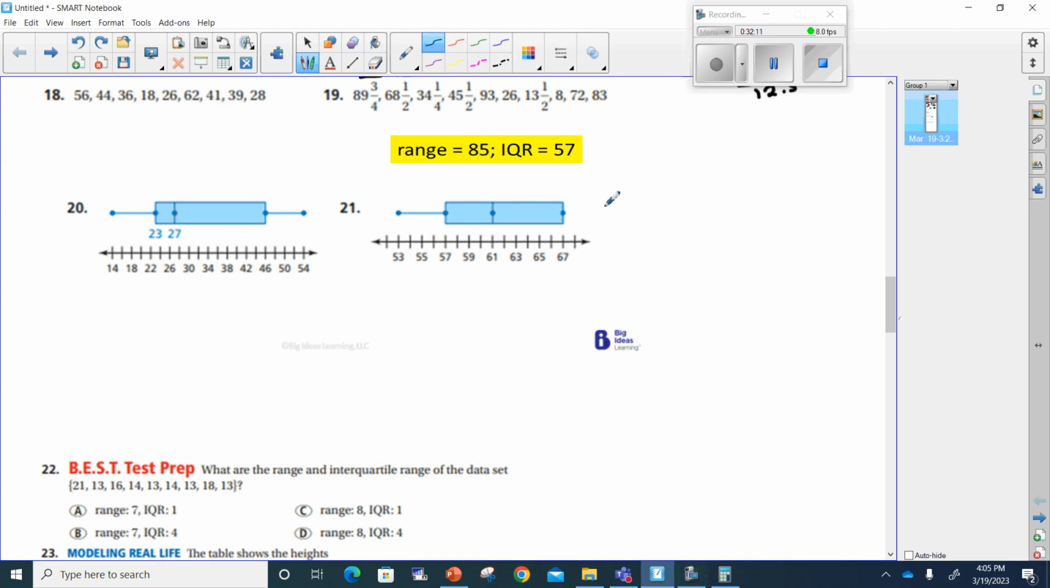The range is the biggest number, which is 67, minus the smallest number, which is 53. I love the way the box and whiskers makes it very easy to see everything, so it's already in order. 7 minus 3 is 4, and 6 minus 5 is 1. That means the range is 14.